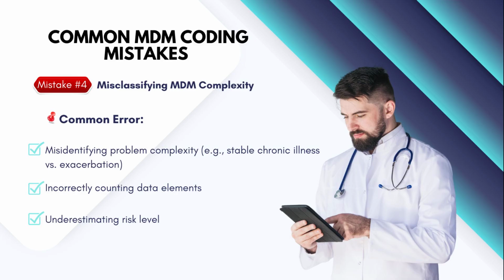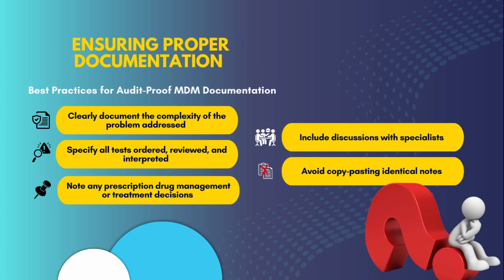Misclassifying MDM complexity can lead to both underbilling and overbilling. For example, stable chronic illnesses count as low complexity, while exacerbated chronic conditions qualify as moderate or high complexity. Another common issue is failing to count data elements properly. Remember, each unique test, review of external records, or discussion with another provider contributes to data complexity. Similarly, underestimating risk, such as missing prescription drug management or surgical risk factors, can result in coding a lower level than appropriate.